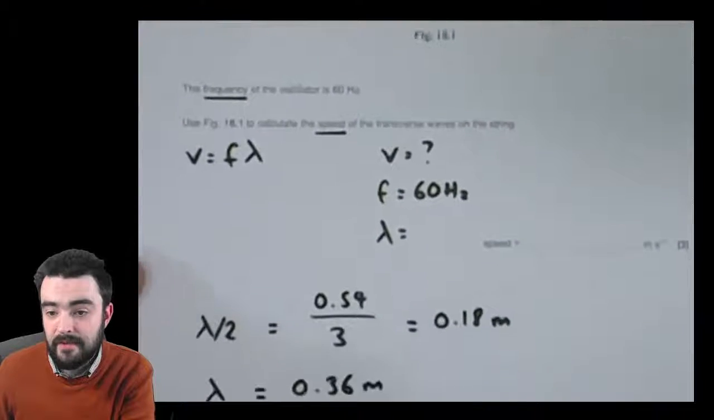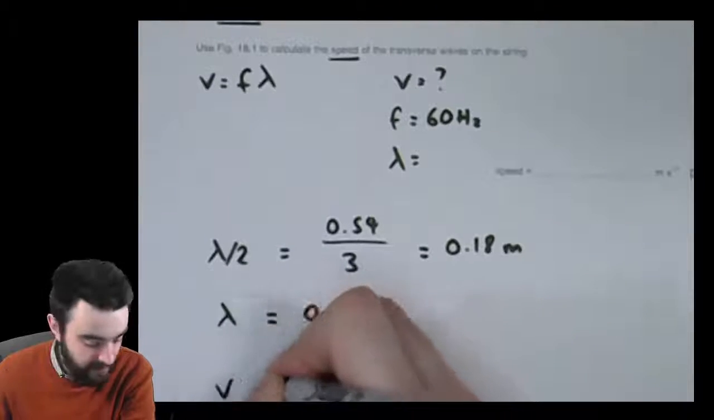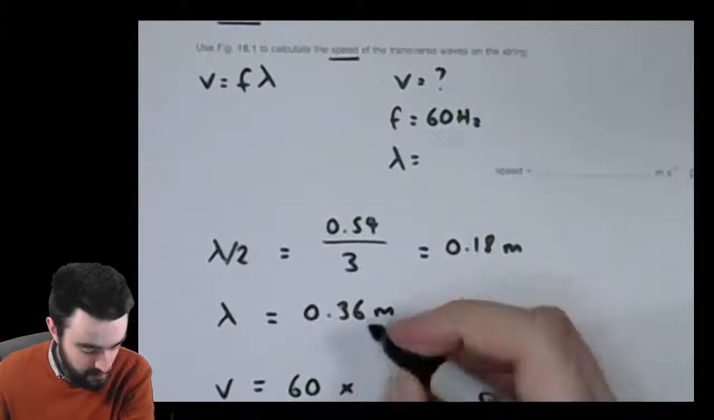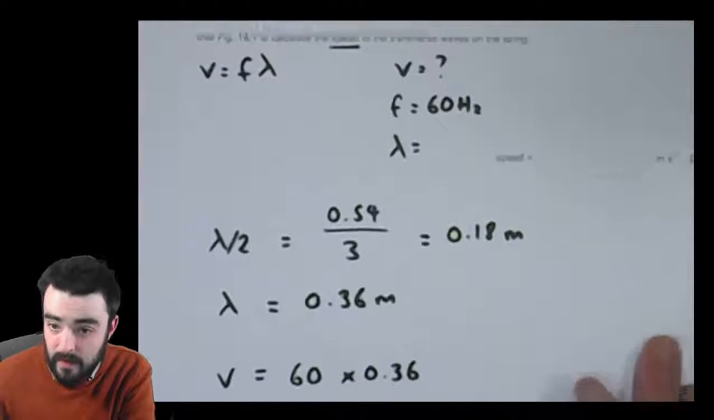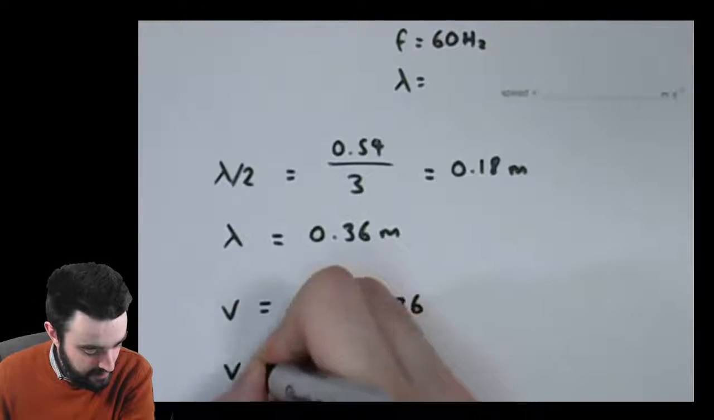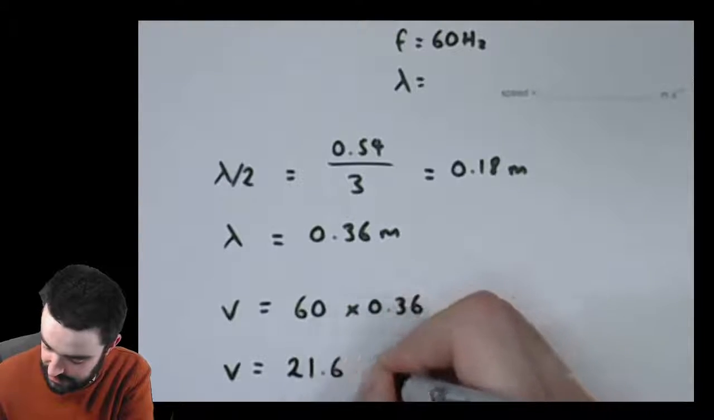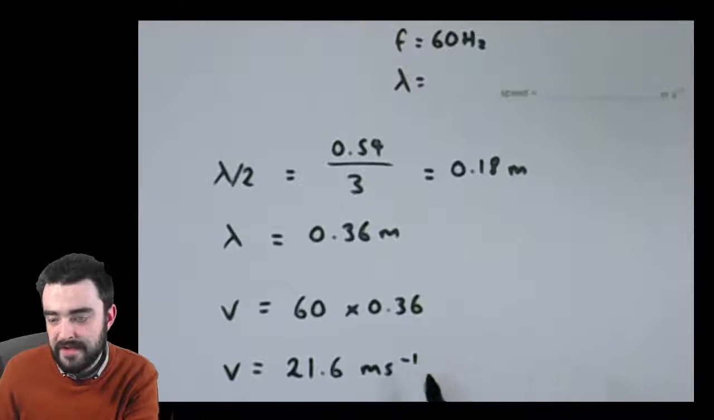And then it's just as simple as plugging that into the equation. So V is equal to 60, the frequency, multiplied by 0.36, which is in meters. So V is going to be equal to 21.6 meters per second. Is this how we should leave our answer?